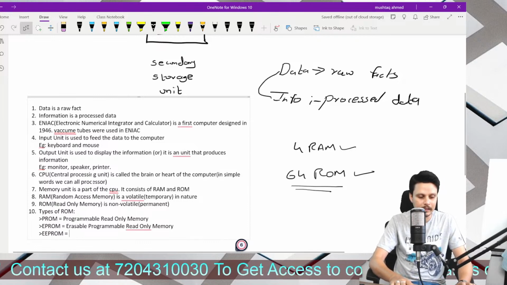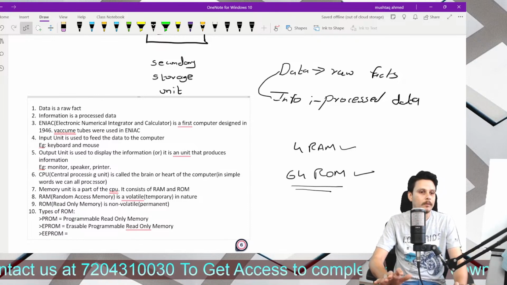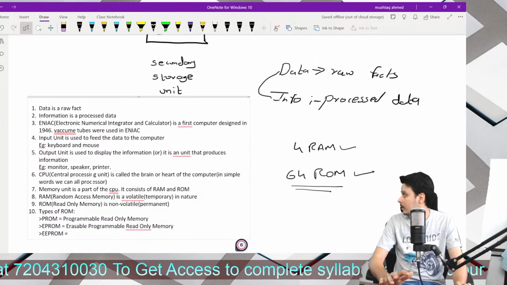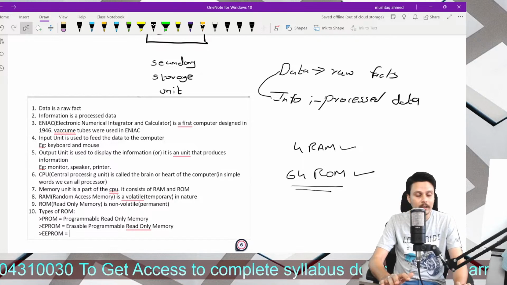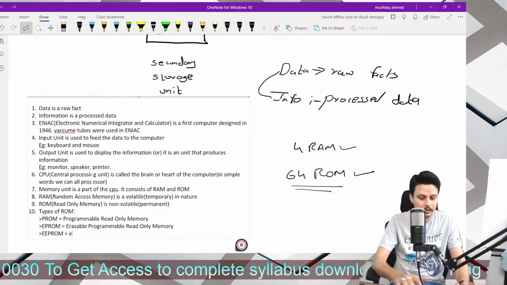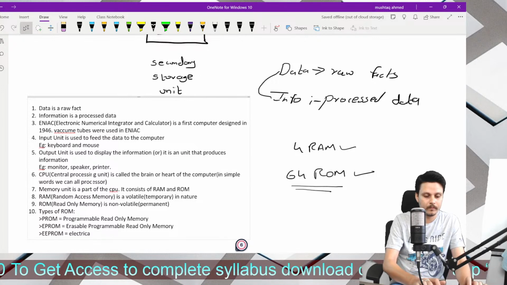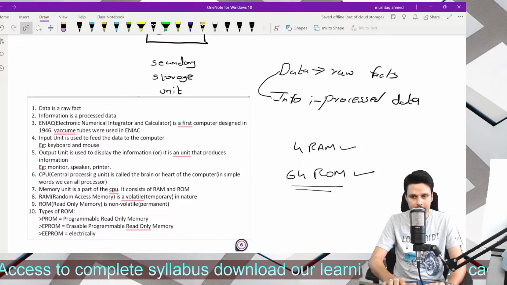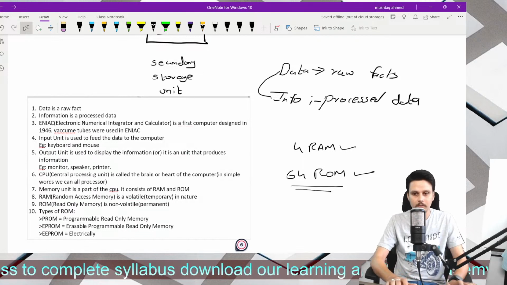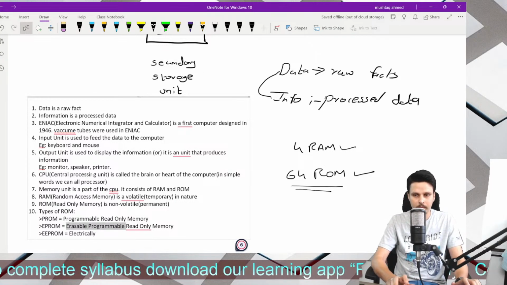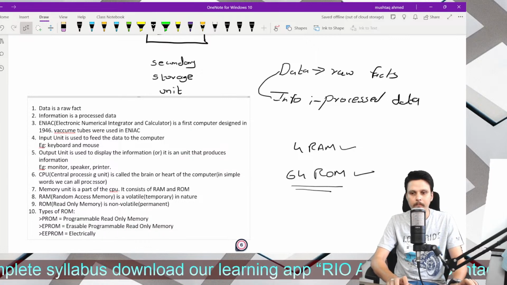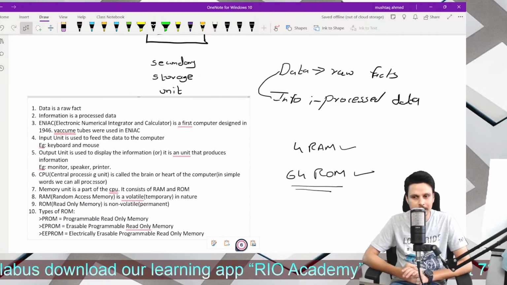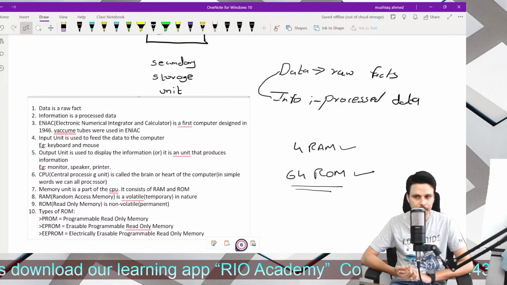The third one is electrically erasable. We cannot erase it manually, but we can erase those programs electrically. Electrically erasable programmable read only memory.